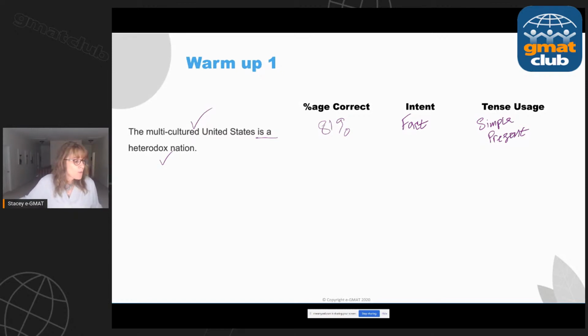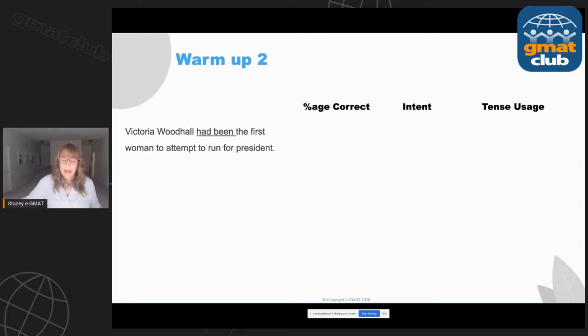Now let's take a look at warm-up number 2. Now this one, a little more challenging for you guys. This one, if I'm looking correctly, question 2, a little bit more challenging because of the use, and I saw some questions in the polls about had been, what usage is this? So question 2, more like 90% of you got question 2. So this actually had a pretty good accuracy rate as well. Victoria Woodhull had been the first woman to attempt to run for president. So 90% correct here. So nice job.